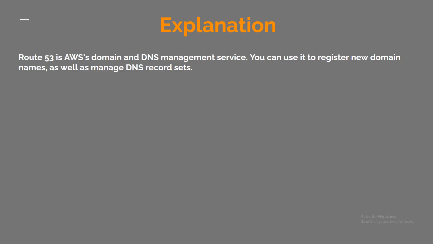Service explanation: Route 53 is AWS's domain and DNS management service. You can use it to register new domain names, as well as manage DNS record sets.